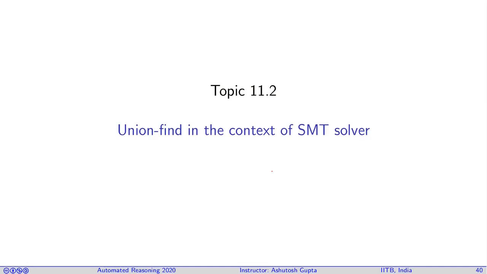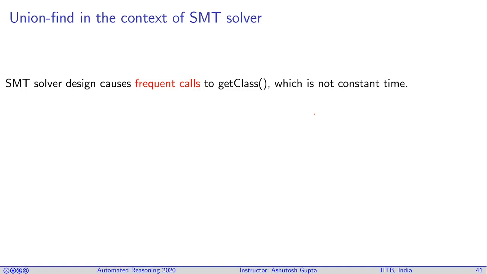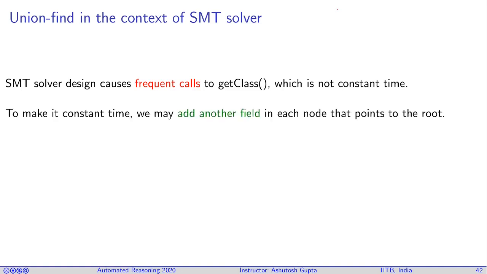Now we look at the implementation of union find in the context of an SMT solver. In the classic design, when we do get class, we need to traverse to the root. Let's suppose I want to know the class of this term T. We try to find which class it lives in. We need to traverse to the root to find that particular class, which is not a constant time operation.